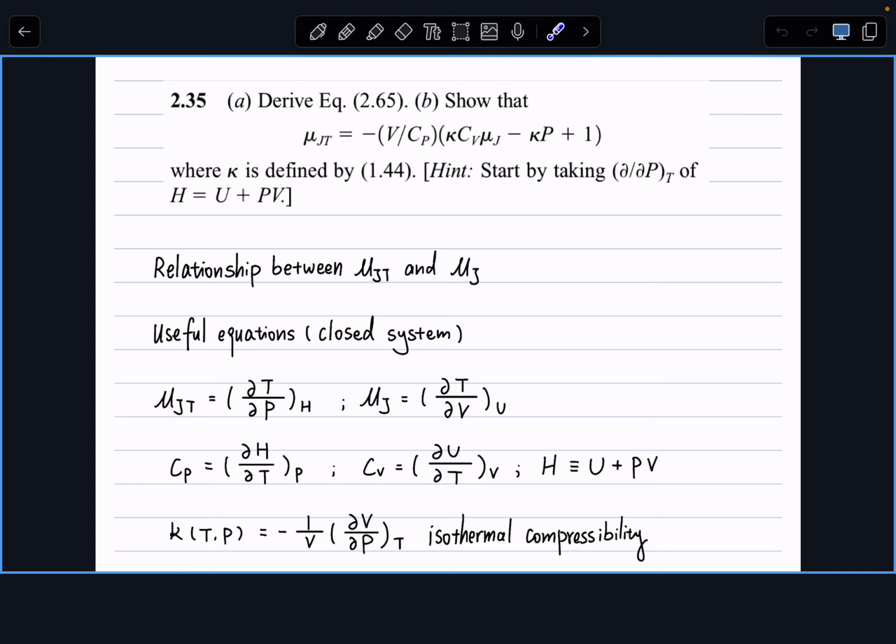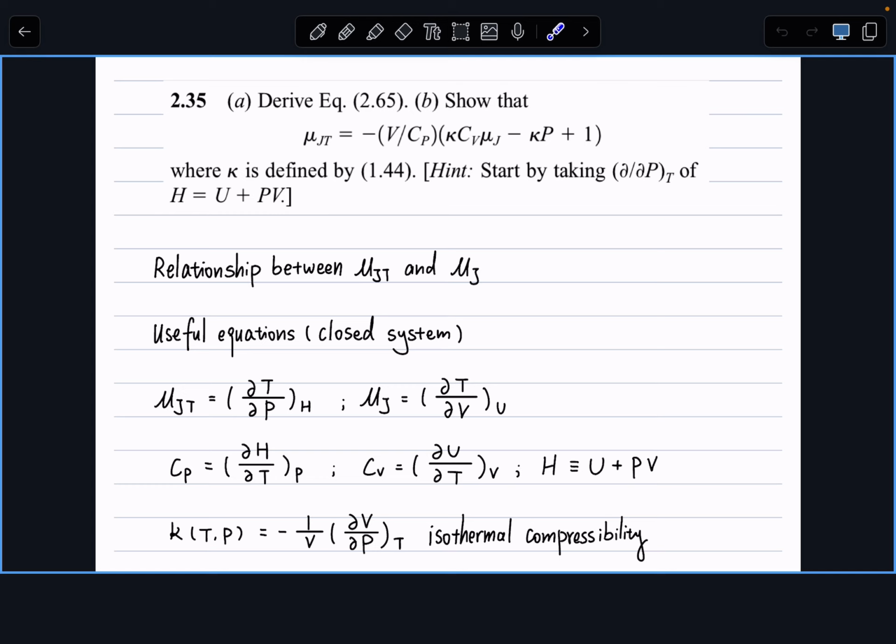Right, so the question asks you to prove, right? Can you show that mu_JT equals negative V over Cp times that long chain, like kappa Cv mu_J minus kappa P plus 1. So it's a long expression, right? This is a demonstration of this kind of derivation problem. At the end of the day, we're just plugging in definitions and using calculus to move terms around to demonstrate that these relationships are true. This relationship is there to make a connection between your mu_J and mu_JT, which are two different experiments connected to each other.